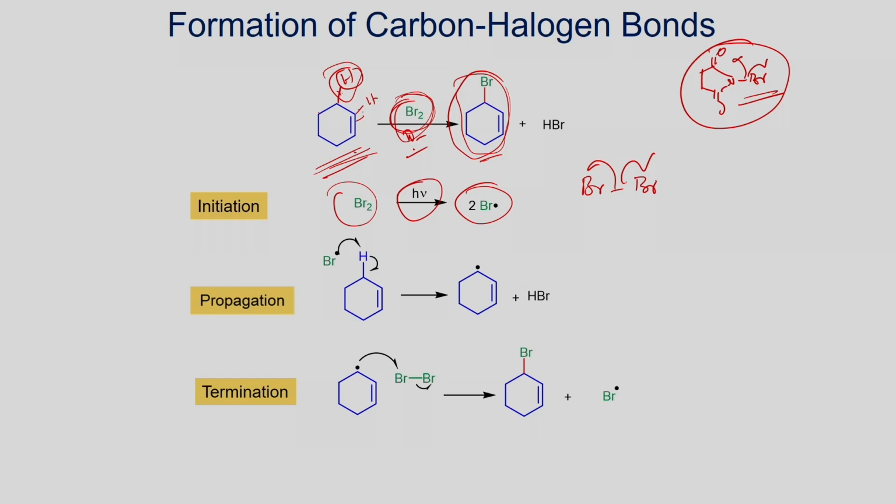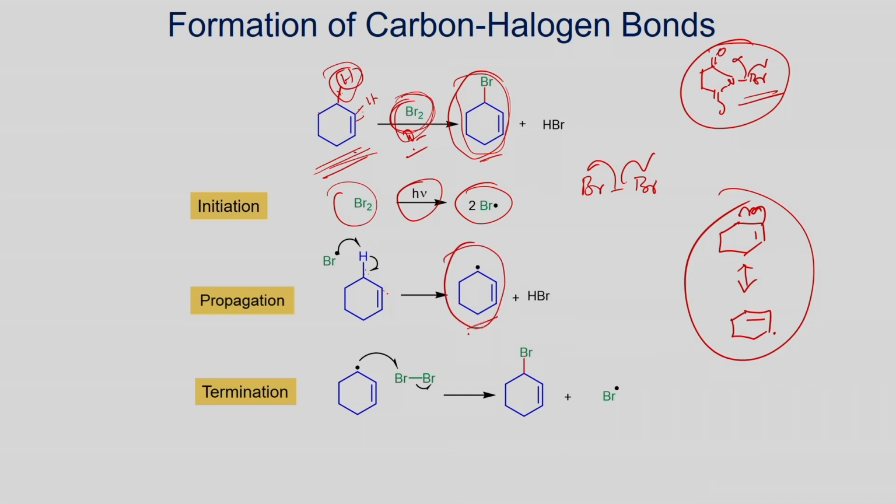Once you form the radical, as I mentioned, this allylic CH bond is much weaker. If you form the radical, it can be stabilized by delocalization over the double bond. For example, if you have this radical, you can stabilize it by the double bond and form this radical. So the allylic CH bond undergoes homolytic cleavage, and you form this allyl radical. Once you form the allyl radical, it can further react with bromine as shown here, and you form this allyl bromide and generate the Br dot.